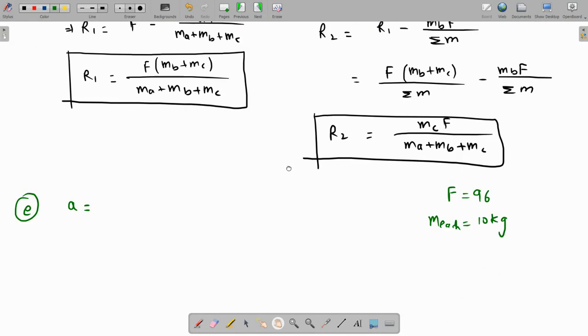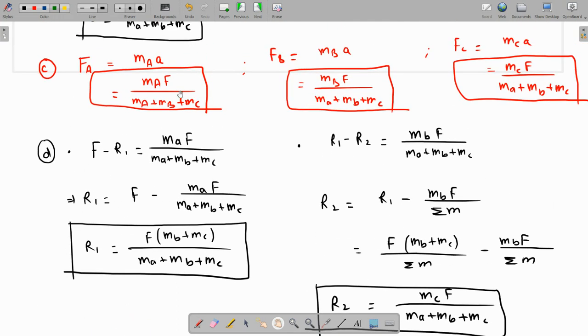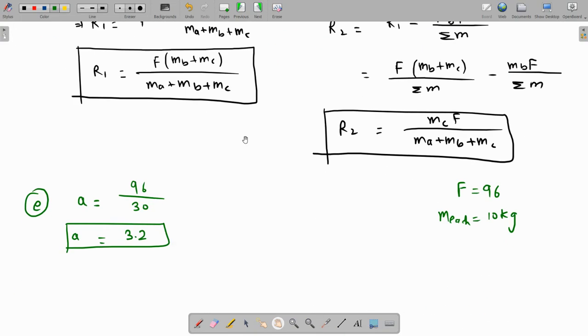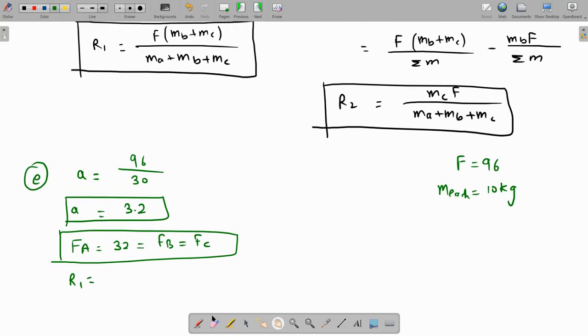So the acceleration is F over the sum of all the masses. That's going to be 96 over 30, which is 3.2. This is the value of a. And then we have to find the net forces, which is the acceleration times the individual masses. That's the same for all, so F net on A is going to be 32, and this is the same as F net of B and F net of C. Then we need to find the values of R1 and R2. For R1, that's going to be acceleration times MB plus MC, which means 3.2 times 20, so that's 64. And the value of R2 is just 32, because the calculation comes to 32 newtons. So these are the final numerical answers.